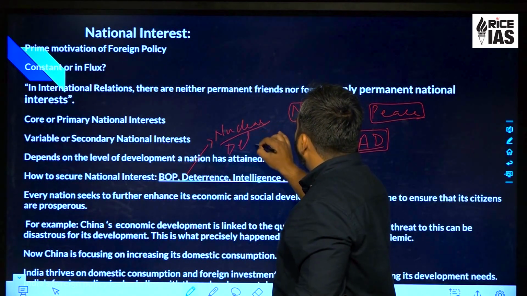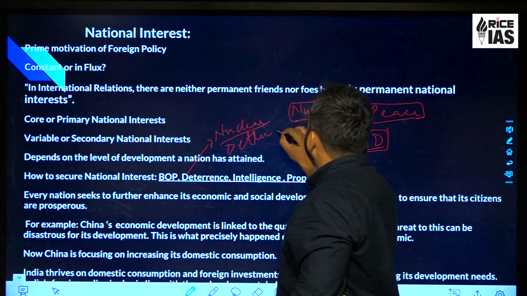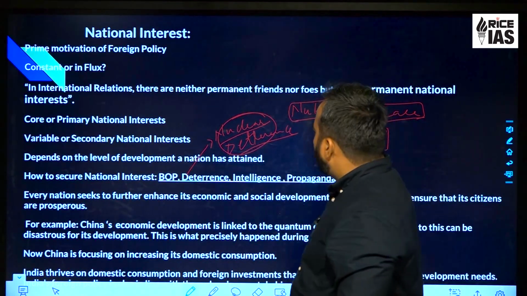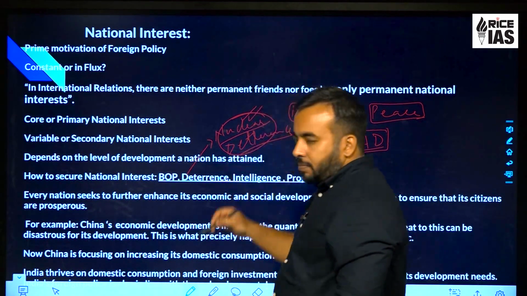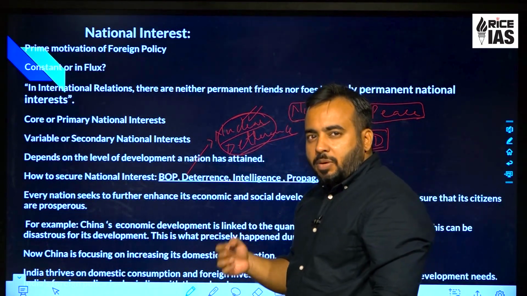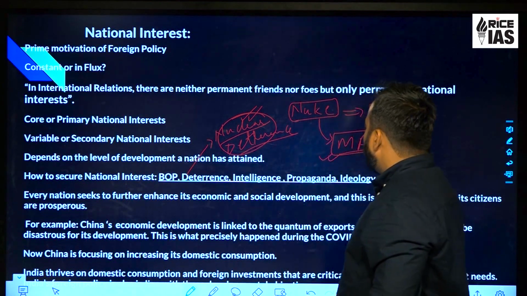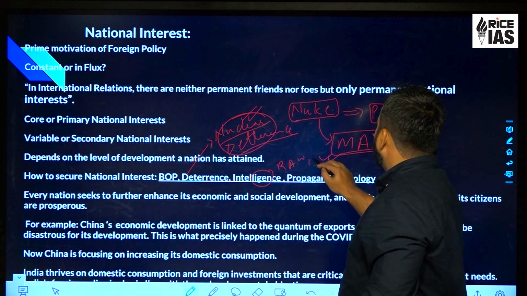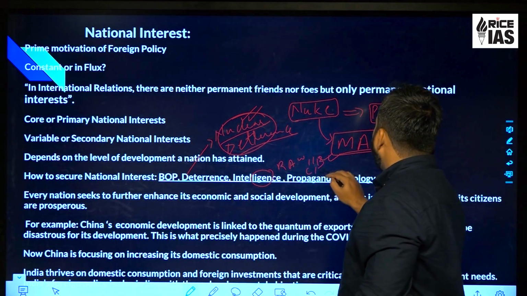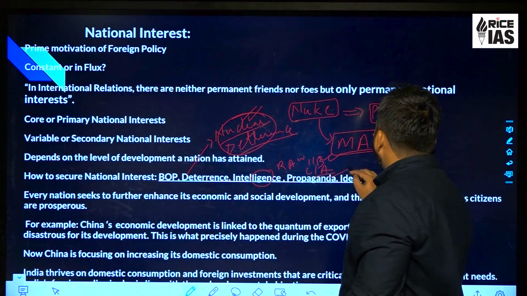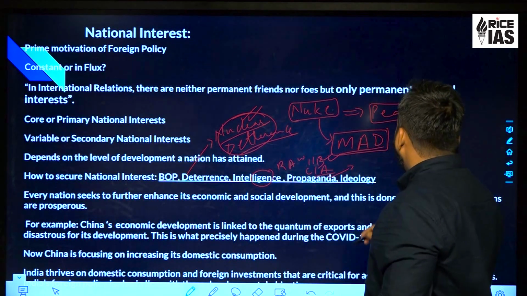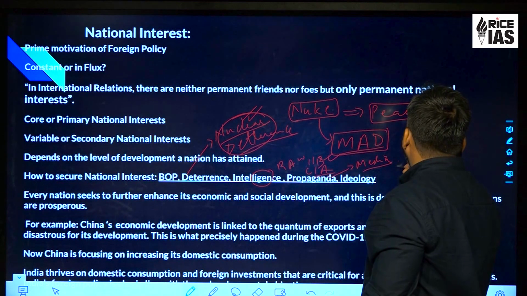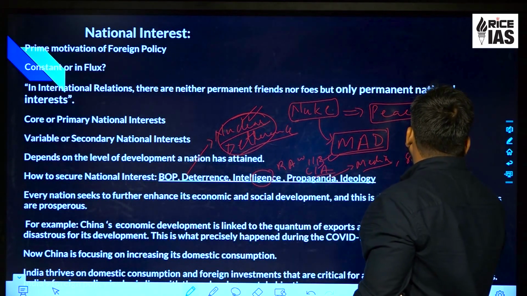India's nuclear policy talks about nuclear deterrence, credible minimum deterrence. Intelligence, RAW and IB, CIA, propaganda, role of international media, state sponsored media.